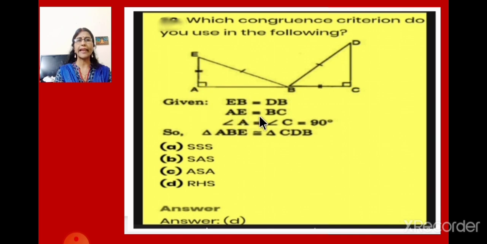So that we will write AE is equal to BC. Now, and this angle is 90 degree. You can see here angle A and angle C is equal to 90 degree. So triangle ABE is congruent to CDB by which property? By which rule? SSS, SAS, ASA or RHS. So you can understand now here these two triangles are congruent by RHS property. So answer is D option.